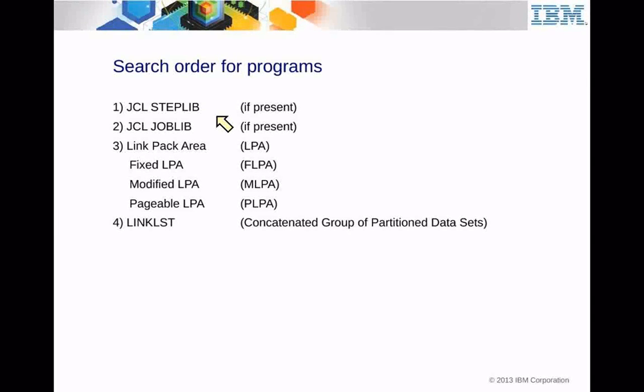If there is no STEPLIB or it cannot find it there, right after the JOB statement, you can put //JOBLIB. It will go to that JOBLIB DD, look through those partitioned data sets for module A. If it can't find it, then it goes to the system link pack area, modules that were loaded into common storage, and asks, is module A in the link pack area? And if no, then it goes to the linked list, which is a concatenated group of partitioned data sets, and it looks for module A. If it can't find it there, you'll actually get an abend which says 806. I can't find that module.